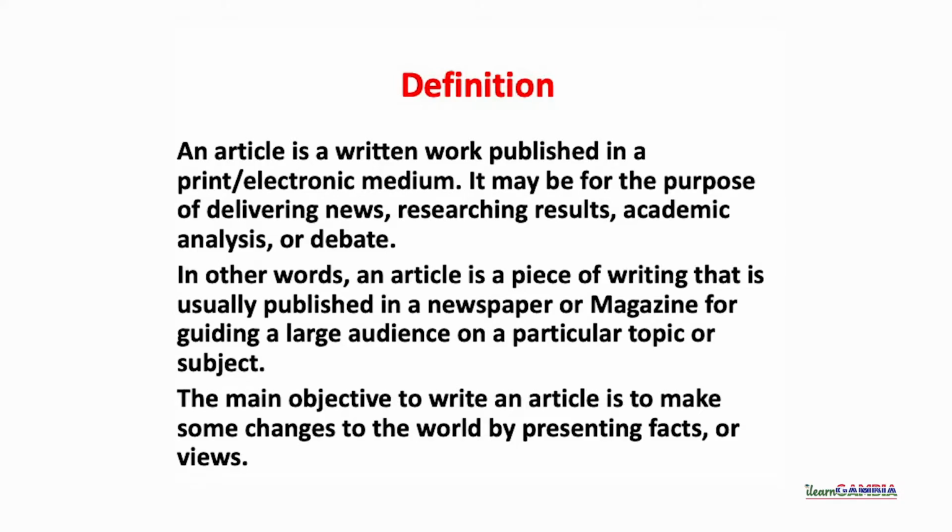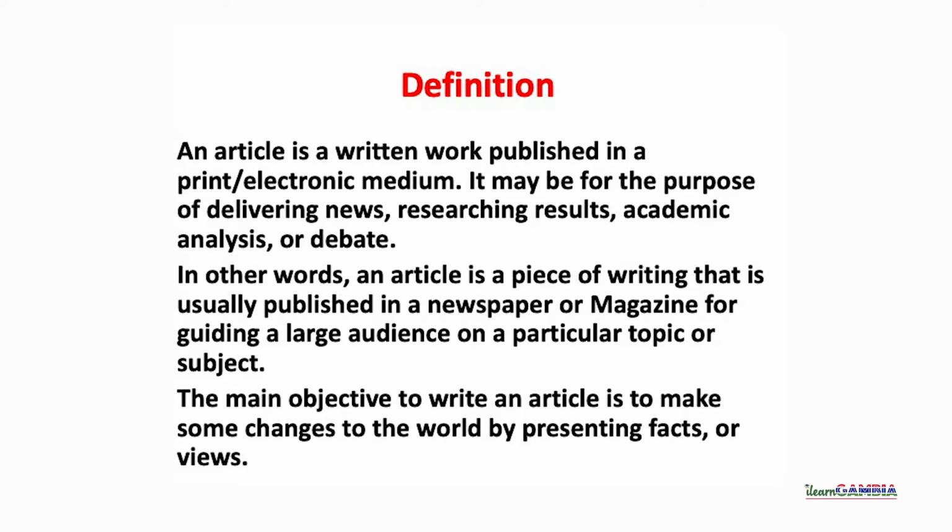So what is an article? It could be defined as a written work published in a print or electronic medium. You can write an article that you publish either in newspapers, in journals, in magazines, etc. It may be for the purpose of delivering news. An article can be written to pass news, research results, academic analysis, or even a debate. In other words, an article is a piece of writing that is usually published in a newspaper or a magazine for guiding a large audience on a particular topic or subject.